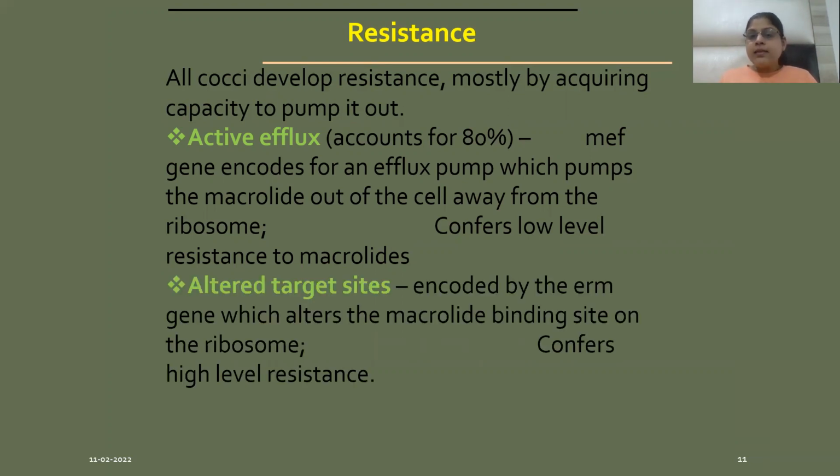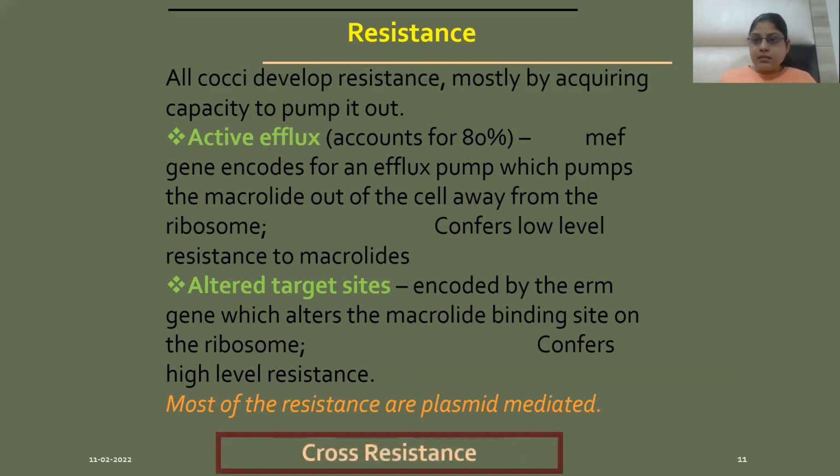Altered target sites: they alter the macrolide binding site on the ribosome. The gene is encoded, and the macrolide binding site on the ribosome is altered, so that can confer high level resistance. Most of the resistance is plasmid mediated, and there is also cross resistance. Means if the patient becomes resistant to one macrolide, there is resistance to other macrolides also.